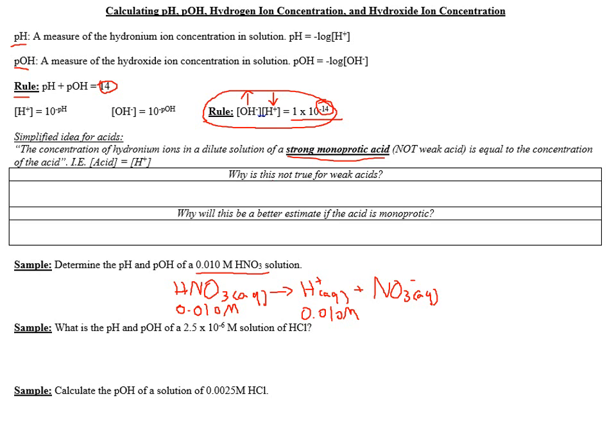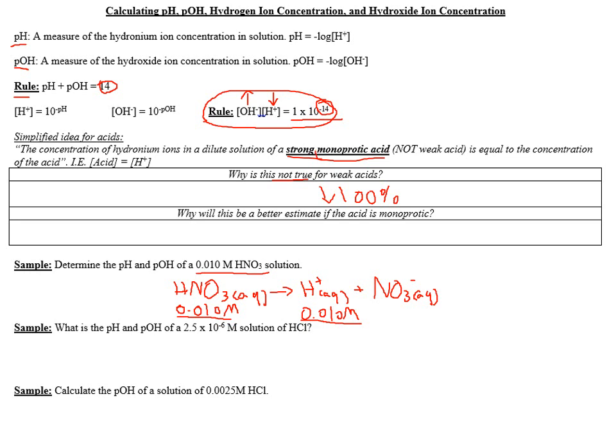So this is not true for weak acids because they don't have 100% ionization. You can't assume that the concentration of your acid is going to be the same as the concentration of the H+. The concentration of the H+ is actually going to be a lot lower than the concentration of your acid because there's no 100% ionization, whereas here it is. Here all the acid is converted into H+. So you can take the concentration of the acid to be the concentration of the H+.